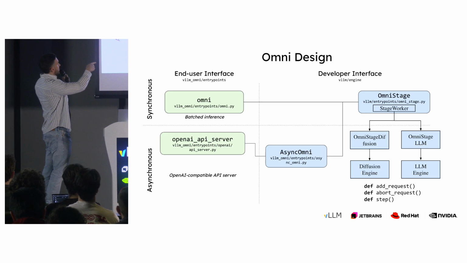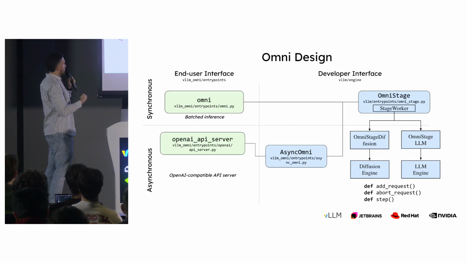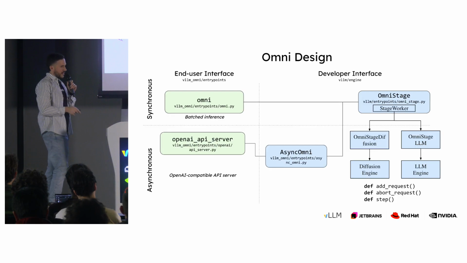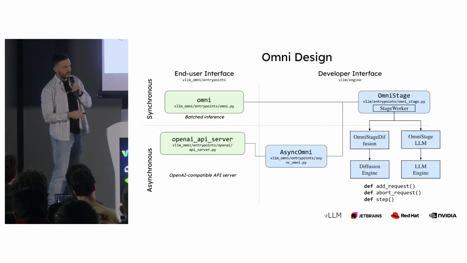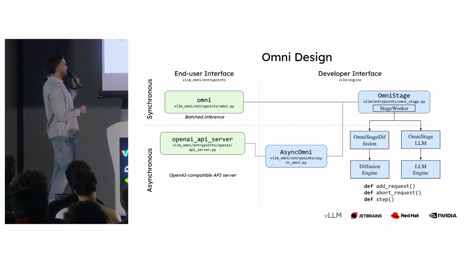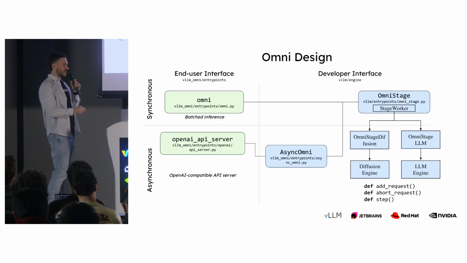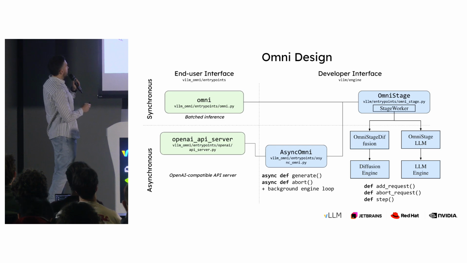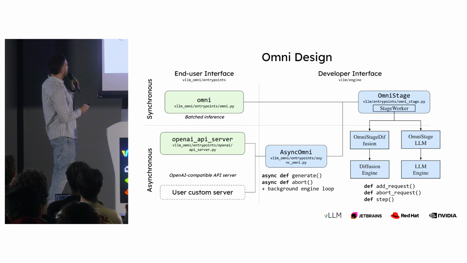Obviously, the entry point Omni is for synchronous offline mode, and then there's an API server, which is also kind of swappable. You can use another OpenAI compatible API server, but this is not something that people usually do, aside from a working group maybe replacing the API server with something more performant like Rest. But let's not get carried away here.